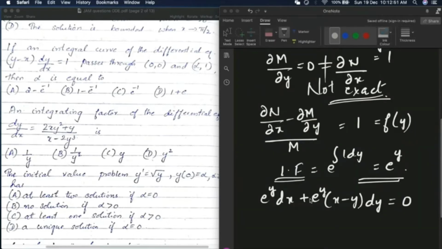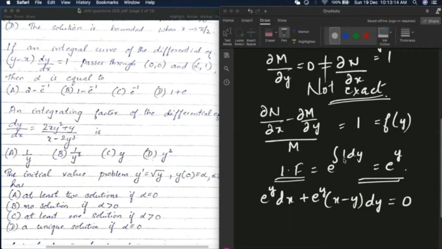So either dou N by dou x minus dou M by dou y, divided by M, should be a function of y, then the integrating factor is e raised to integral f(y) dy. Or else dou M by dou y minus dou N by dou x, divided by N, should be a function of x. In that case, e raised to integral f(x) dx will be an integrating factor. Or else you have two more different methods. Whenever we come across those problems, then I'll explain.